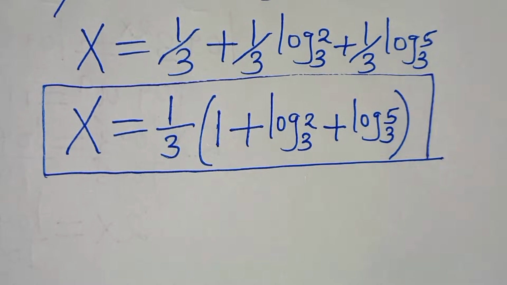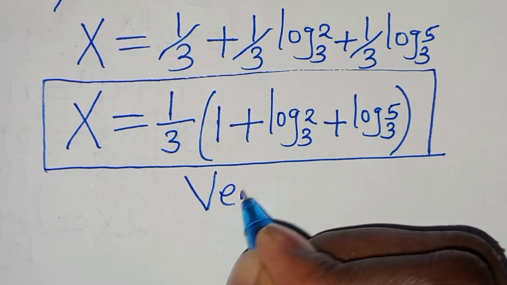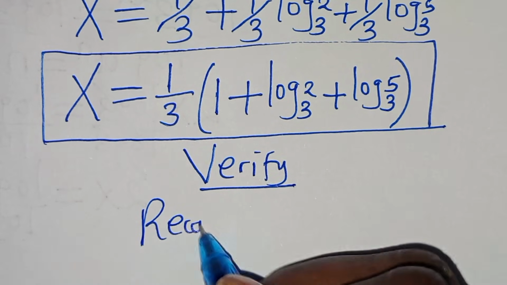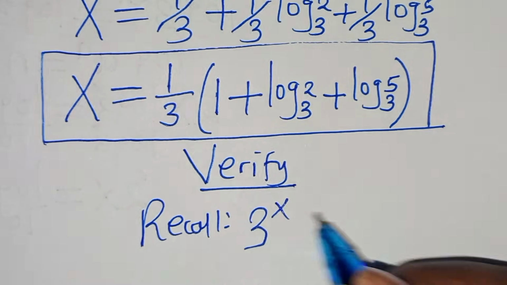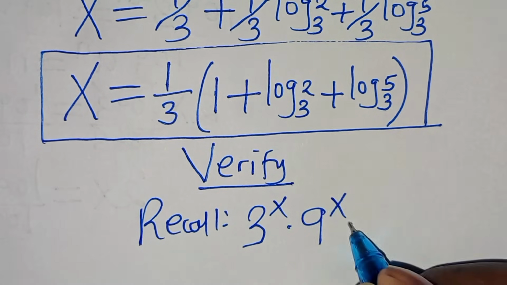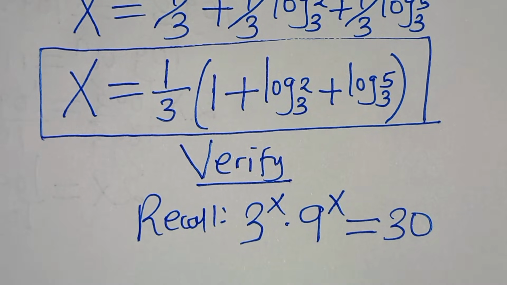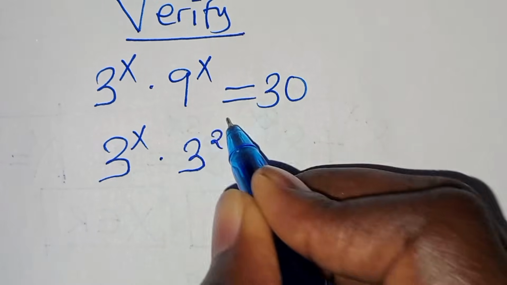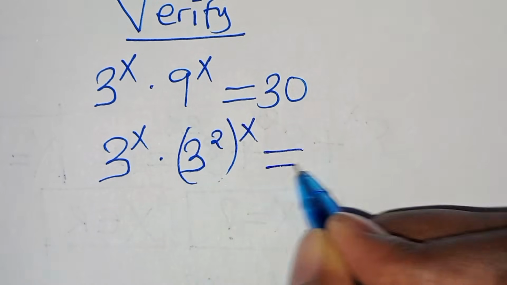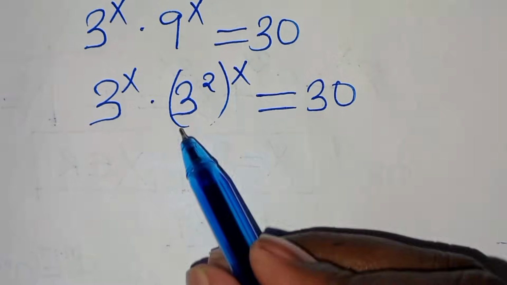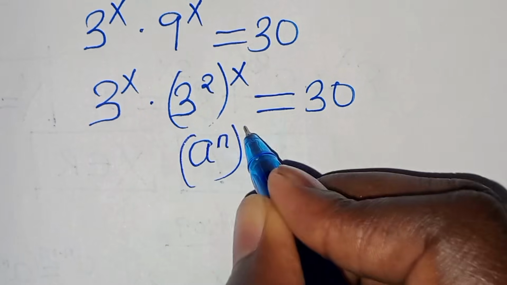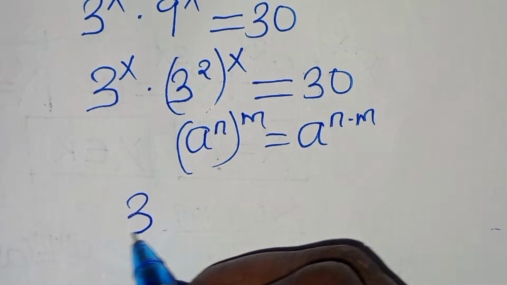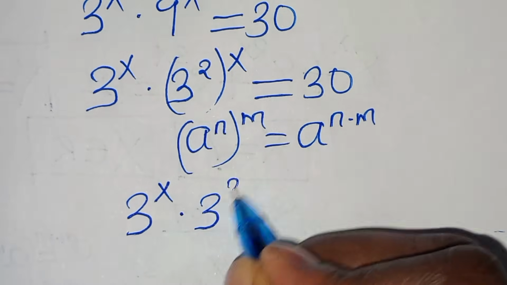The next step is to verify that this value of x here satisfies the equation. If you recall, we began at 3 to the power of x times 9 to the power of x. This is equal to 30. Now this is 3 to the power of x times 9, which is 3 to the power of 2, raised to the power of x. This is equal to 30. So this is in the form of a to the power of n raised to the power of m, which can be expressed as a to the power of n times m. So we have 3 to the power of x times 3 to the power of 2x.